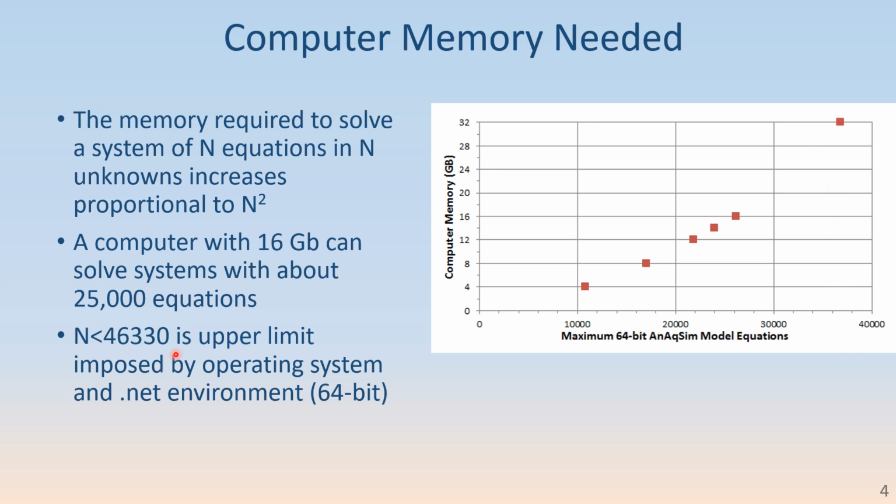There is an upper limit of 46,000 equations roughly, and that is imposed by the operating system and Microsoft's .NET environment, 64-bit. And there's no getting around that one. That's a hard stop.